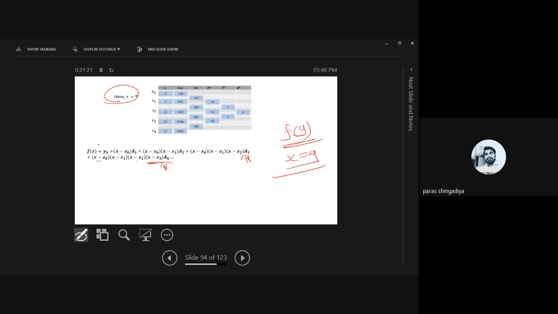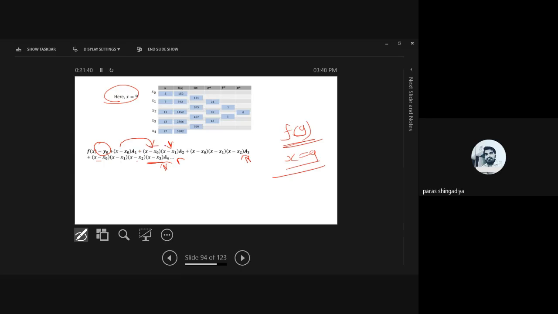Consider y0 as a single entry. Now use the x0 and subtract it from x. Make it a bracket, so x minus x0 a1. Now consider x minus x0 as it is here. Now use the next value, that is x1, and subtract it from x. So it will be x minus x1 into a2.